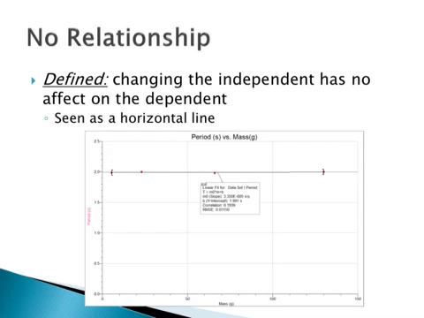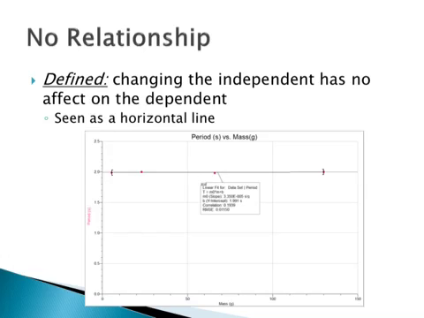The first type of relationship, which I already stated, is no relationship. This one is defined such that when changing the independent variable, and again, recall the scientific method that we always change the independent variable to see how it affects the dependent, changing it will have no effect on the dependent, meaning that they're not related.